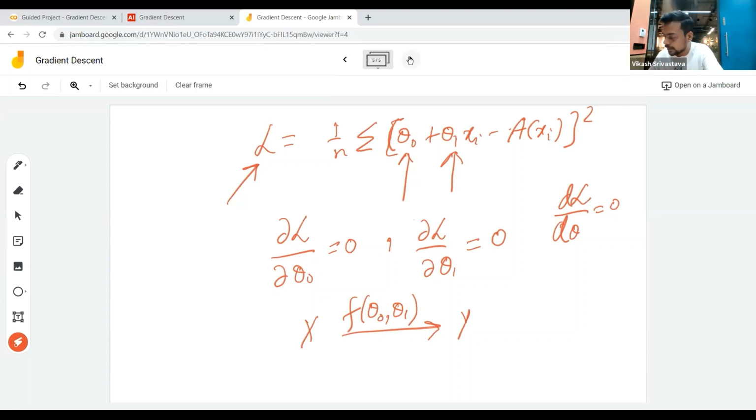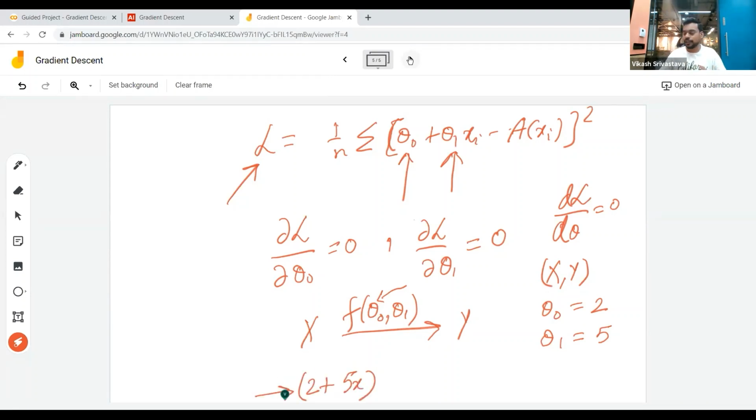Essentially, let's say for our given x and y, the optimal theta naught could be 2 and theta 1 can be 5, something like that, right? So our function in that case will be nothing but 2 plus 5x, right? So this will be our function. If we want to make any such prediction, we'll just plug in this x and we'll get the corresponding output, right? So this is what we want to do, right?